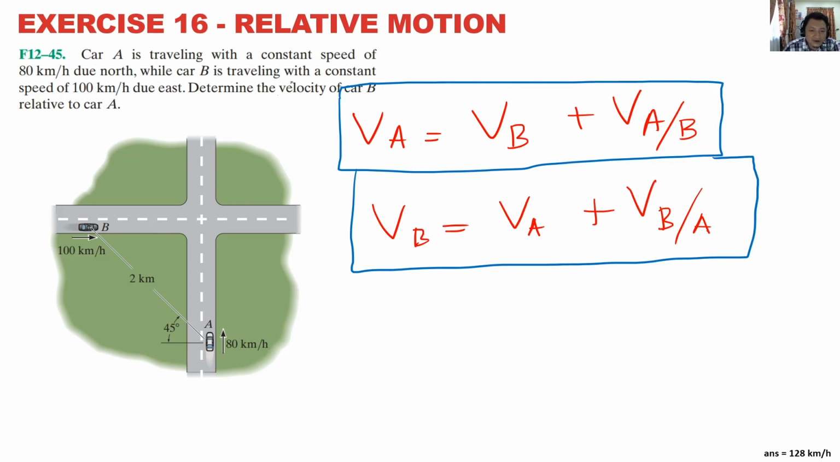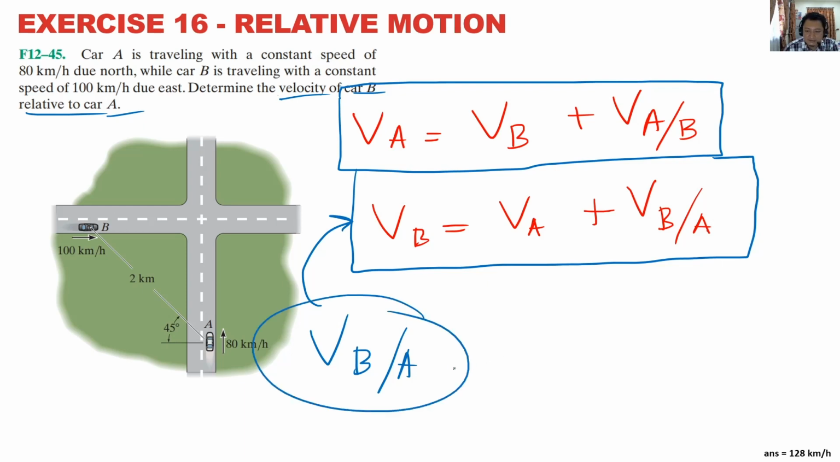Determine the velocity of car B relative to A. Car B relative to A. Easy. VB relative to A. Which one? This one. Because of this. So this one you can do on your own.